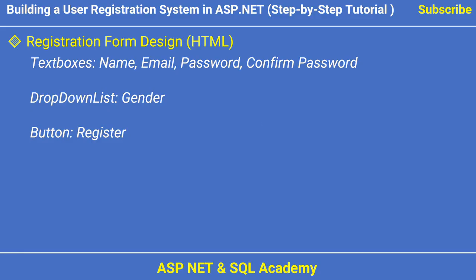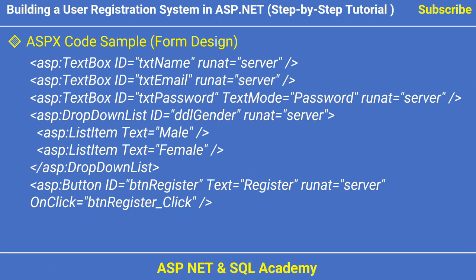Next, let us design a registration form with fields like name, email, password, and gender, along with a register button. Here is a basic example of how our ASP.NET web forms looks with text boxes, a drop down for gender, and a button to register.